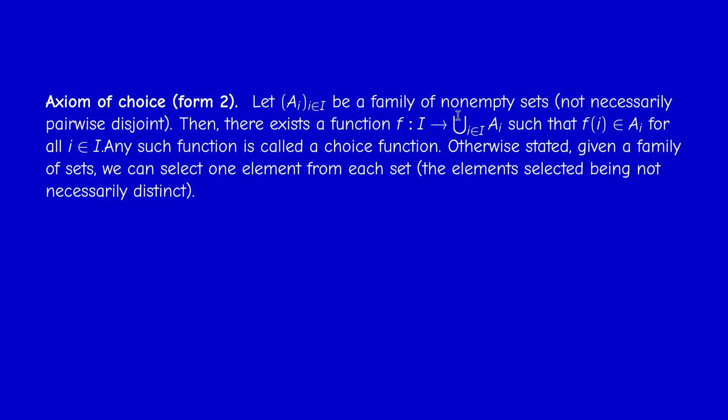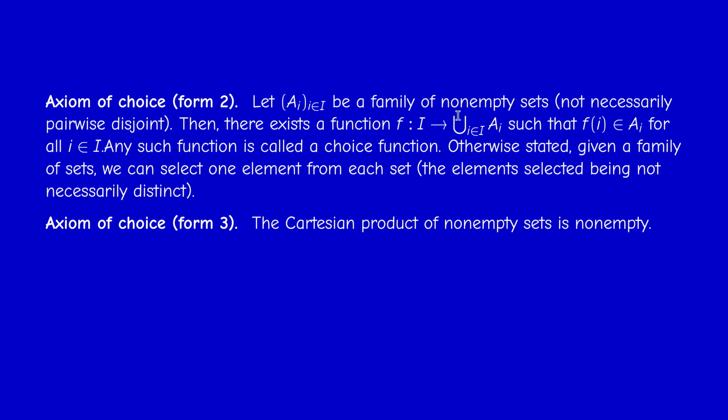So saying that there exists such a function from the index set to the union such that f of i is in AI is precisely the same thing as saying that the product of non-empty sets is not empty. So form 1 and form 2 are just saying the same thing. The product is not empty if and only if there exists an element in this product, which is just a choice function.